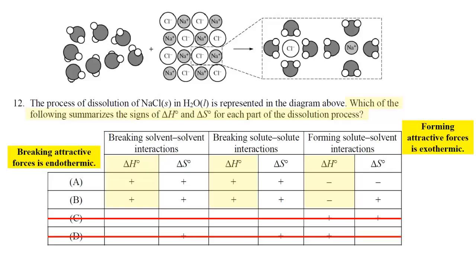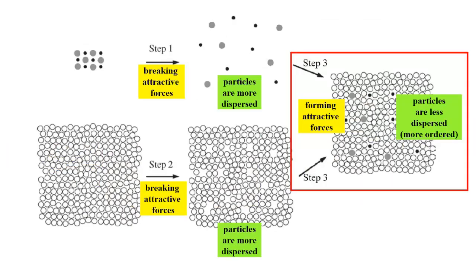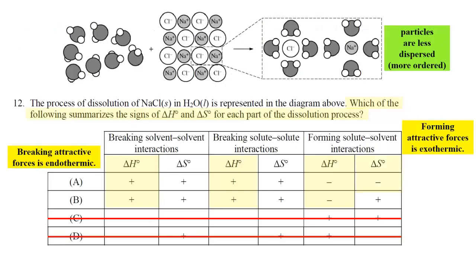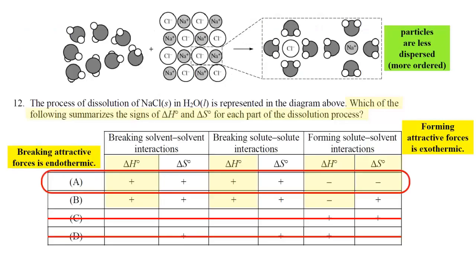Now, what about the entropy or the delta S? Well, when you form attractive forces, that would be particles are slightly less dispersed and more ordered. So that would involve a negative delta S. And so that's why the correct answer to question 12 is choice A. So positive delta H for breaking attractive forces, positive delta S for breaking attractive forces, negative delta H and negative delta S for forming attractive forces. So the correct answer to question 12 is choice A.